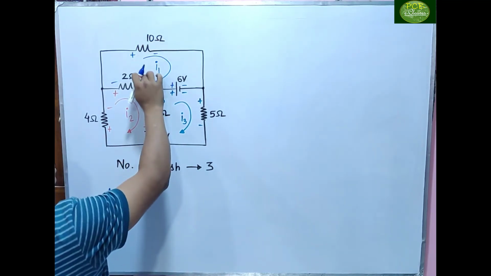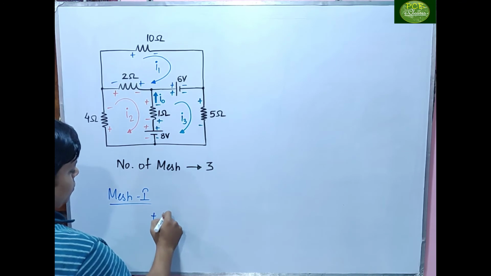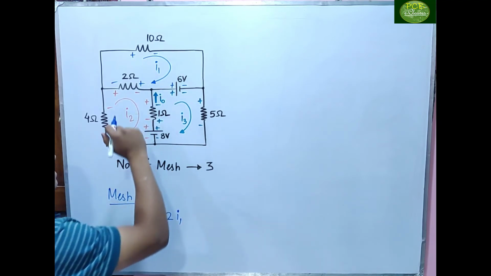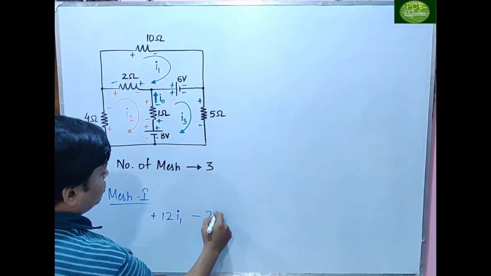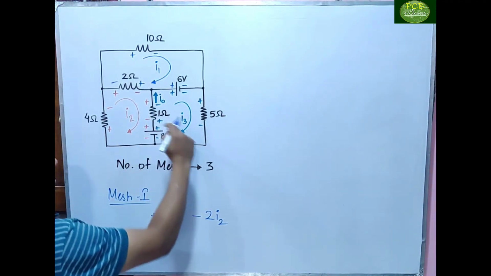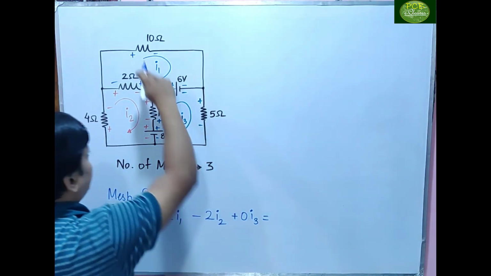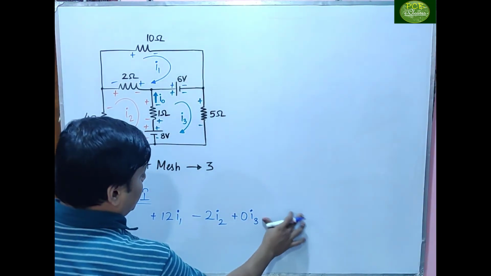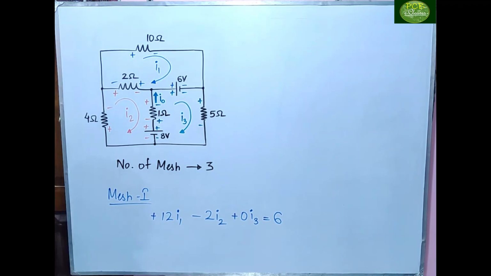How many resistors are there? 10, 2. What is the current flowing? I1. So what I'll write down? Plus 10 plus 2, 12 I1. Is there any resistor where the dual current is flowing? Yes, 2. Which current is flowing? I2. So I'll write down this one as minus 2 I2. Is there any I3 current? No. So it is plus 0 into I3, that is equals to any voltage source here? Yes. Minus is there. Entering in the minus. So what I'll write down? If it is equals to that side, so it will be 6. Clear? It is a mesh 1 equation.